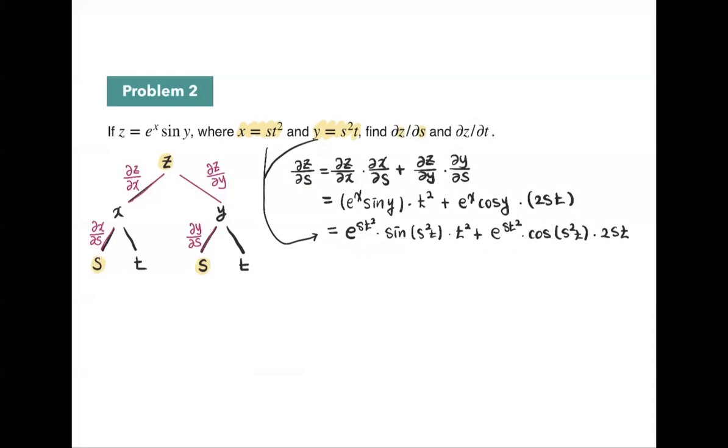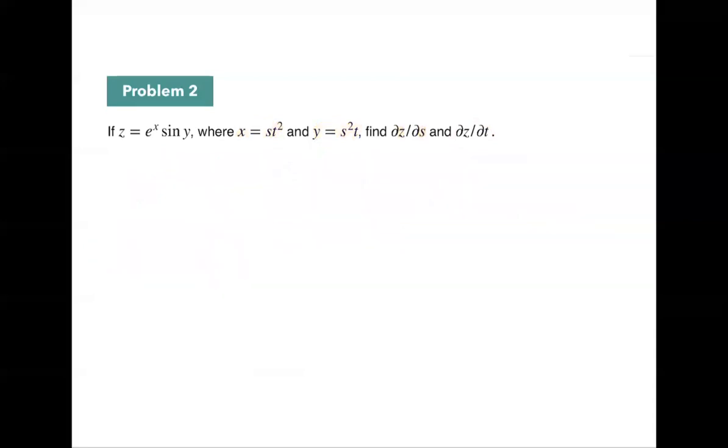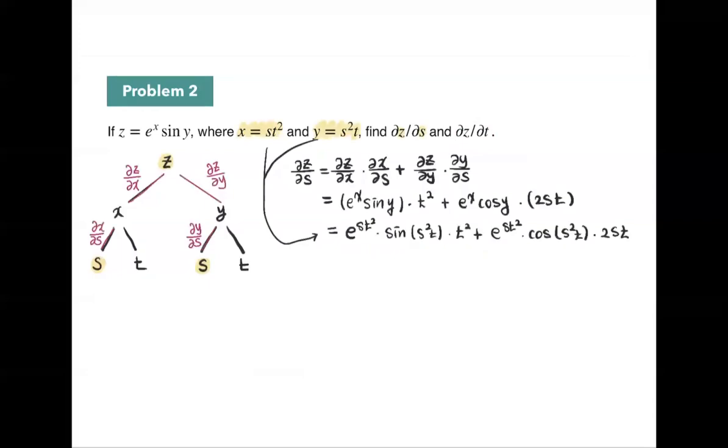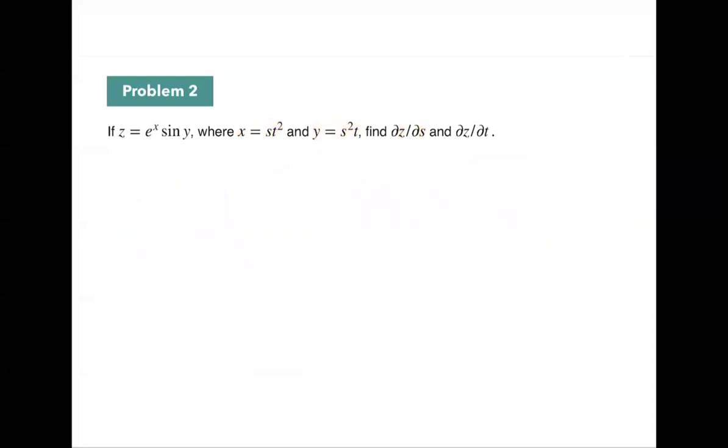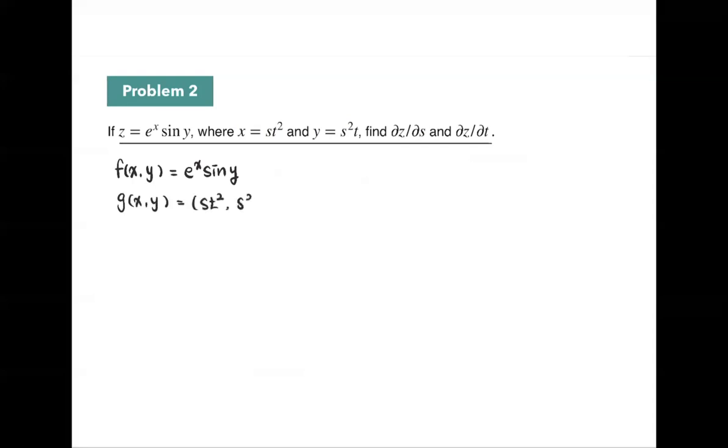Okay, let's go. It's the same page, but I want to say something different. In our setting, let's say f of x comma y is given by e to the x sine y, and g of x, y is given by st squared and s squared t.